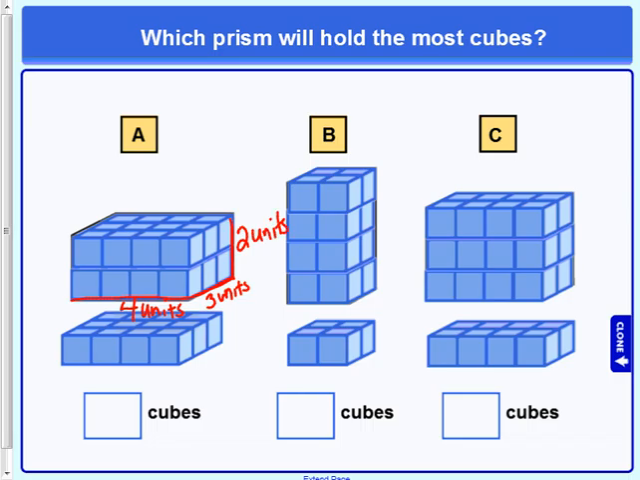So really all we're doing there is we're multiplying 4 times 3 times 2. So length times width times height is really all that we're doing. And you can put that in any order: width times length times height, height times length times width. It doesn't matter. The commutative property says that they're all going to give you the same answer, because we can multiply in any order and we're going to get the same answer.